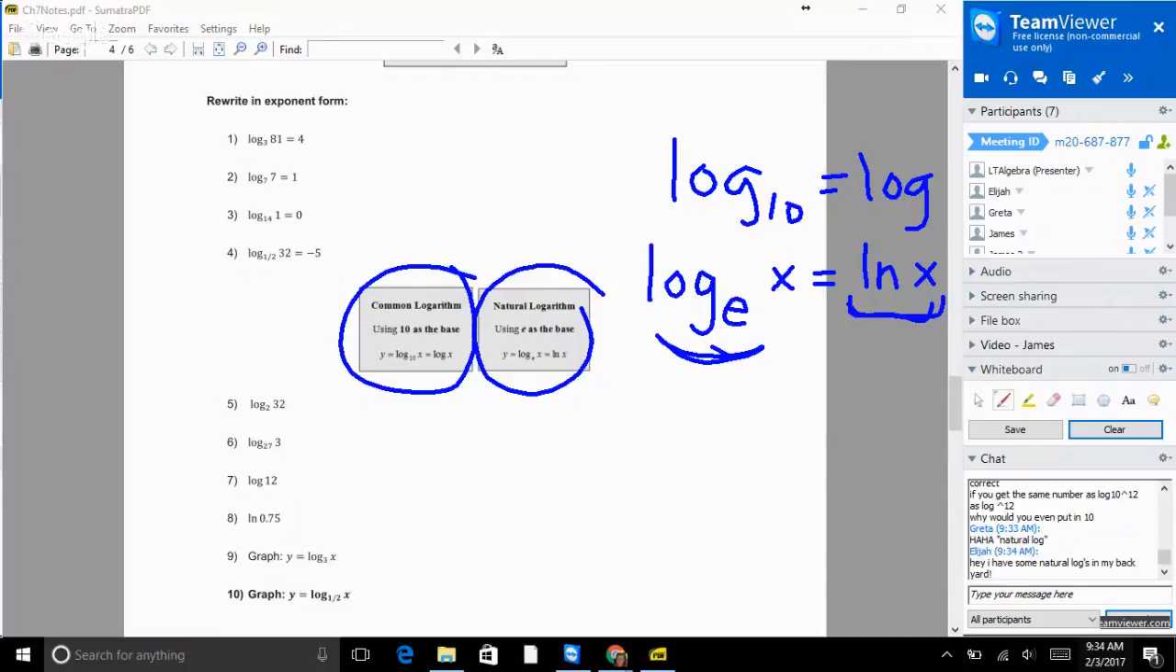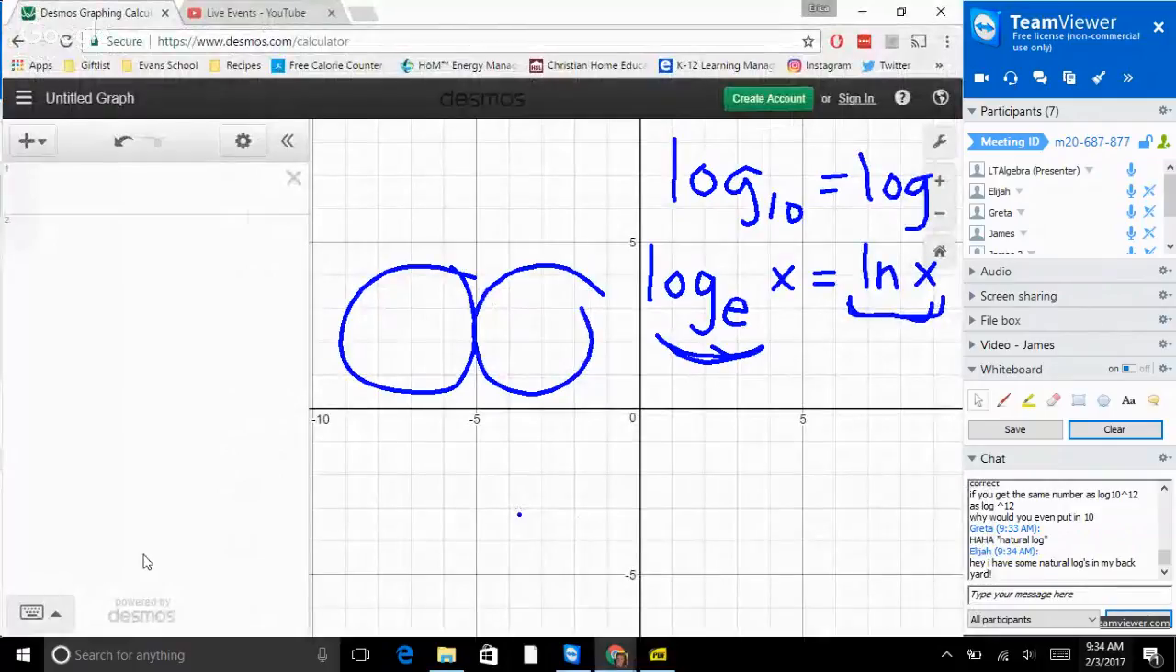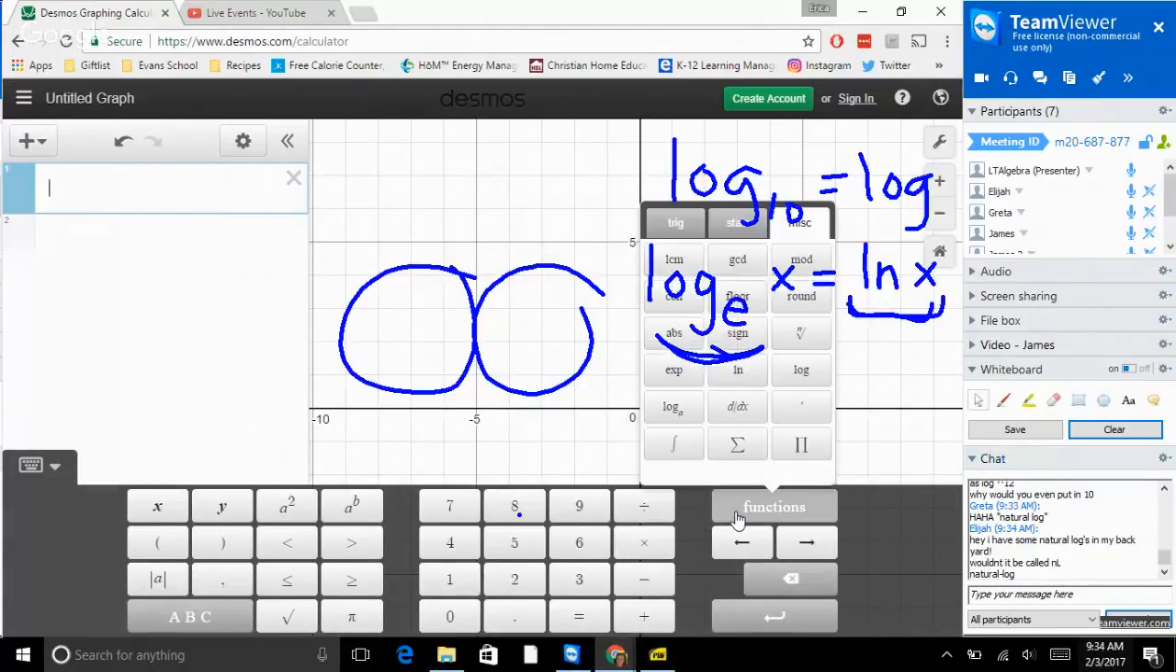And this is a special function on your calculator. That's kind of a crazy looking picture. Yeah, I don't know. I didn't name it, that's for sure.